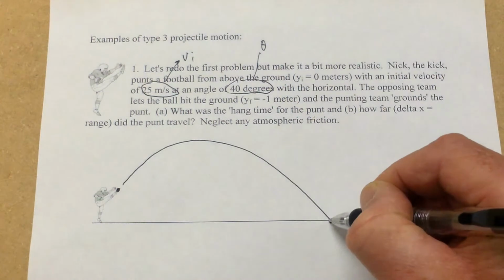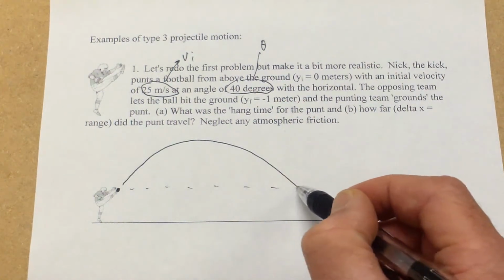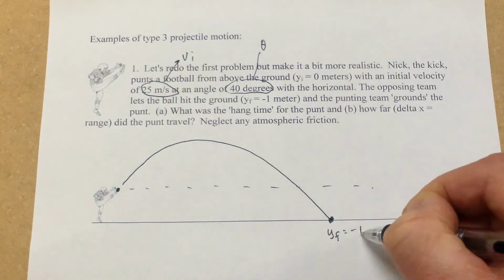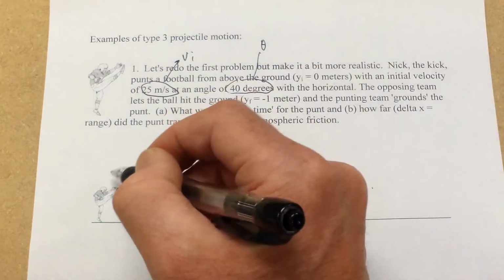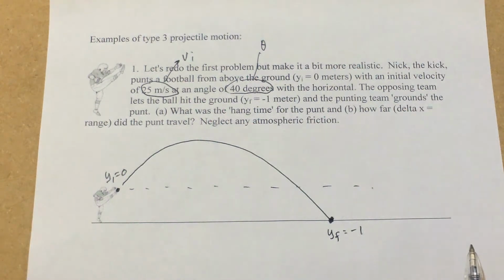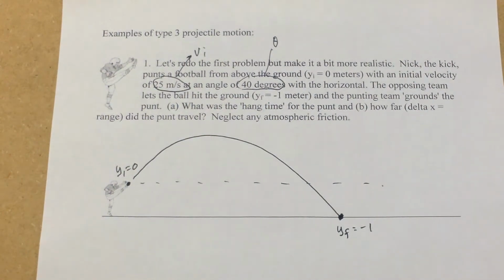Now, what we're saying here is this final y is -1. They let the ball hit the ground, so this initial y is 0. The ball lands 1 meter below the altitude from where it was kicked. Does that make sense? Again, we'd like to do a couple of the questions we did before. What was the hang time of the punt and how far did it go?